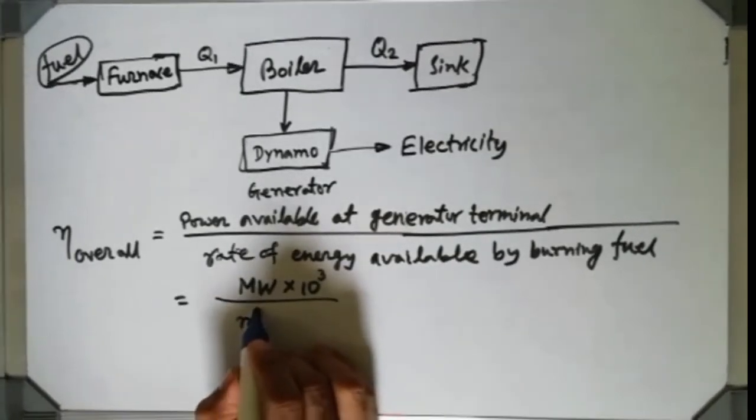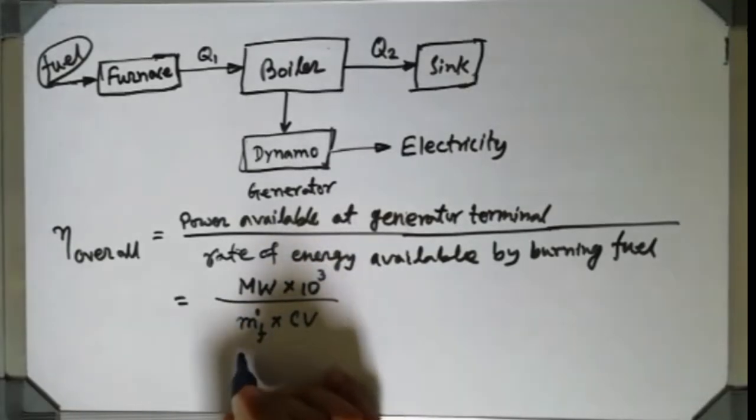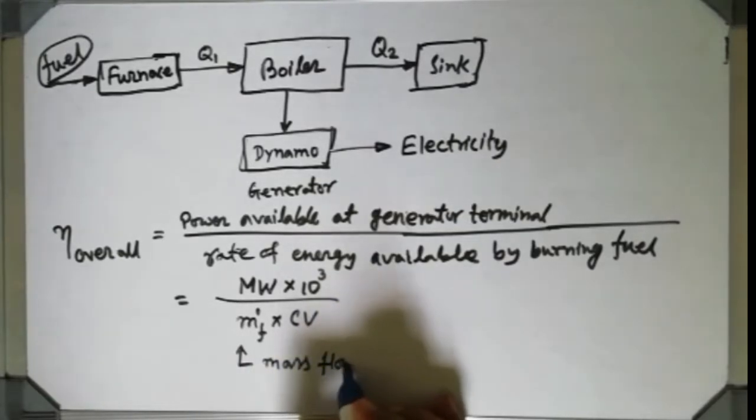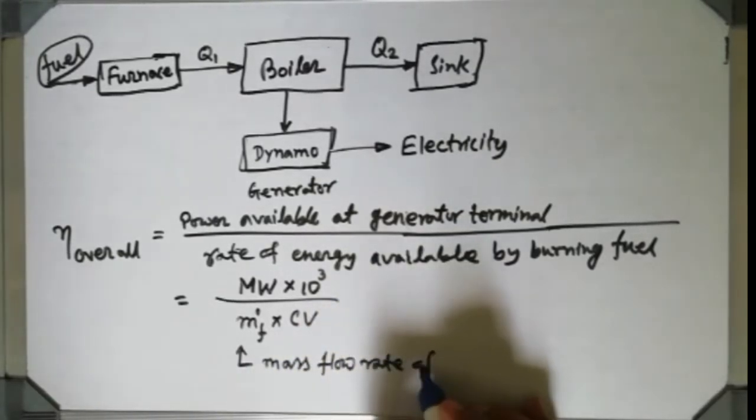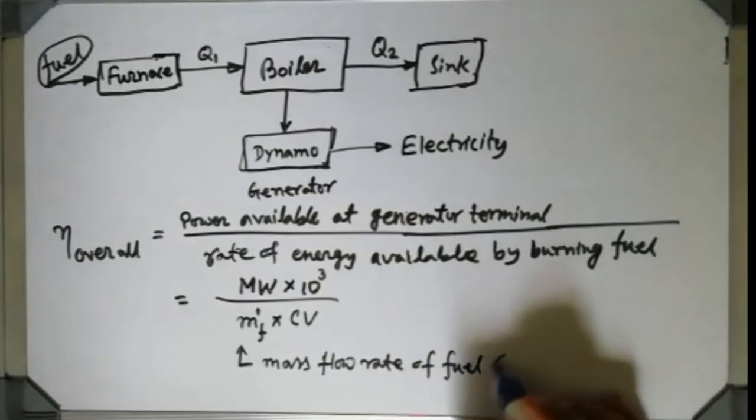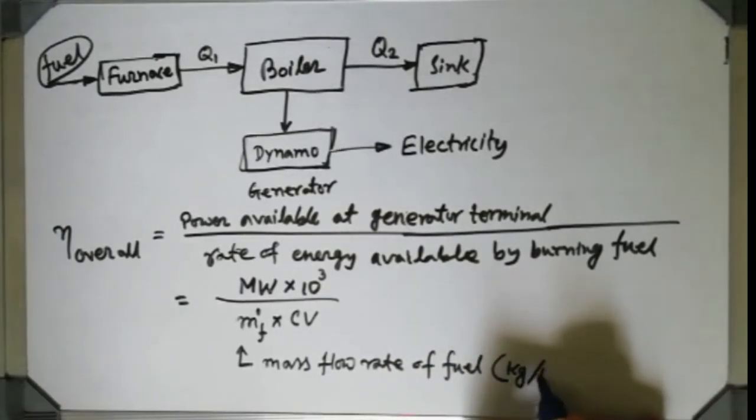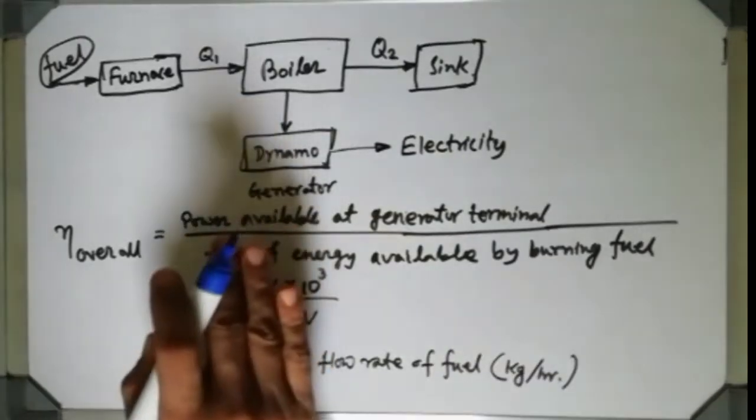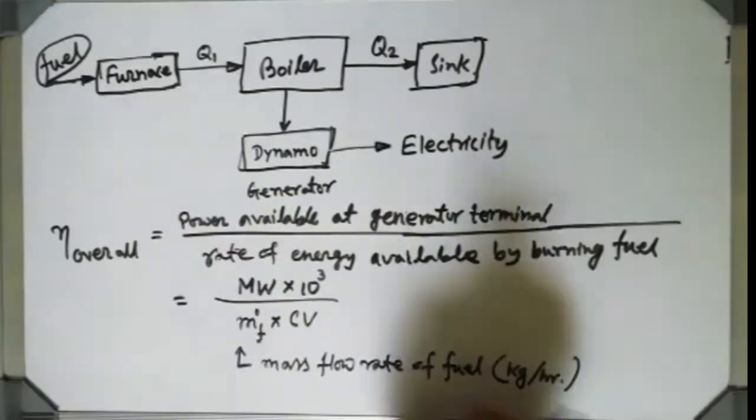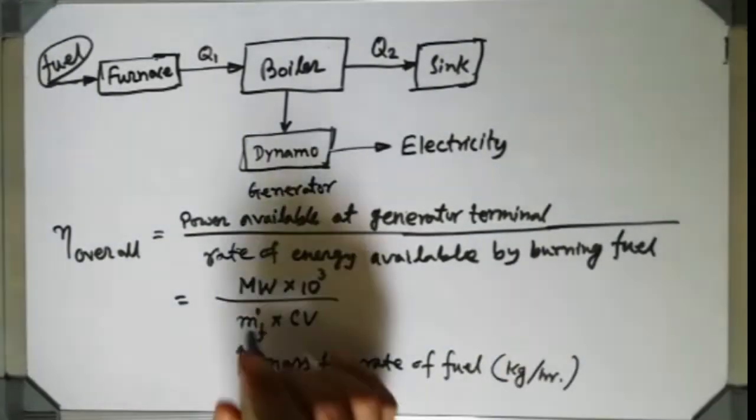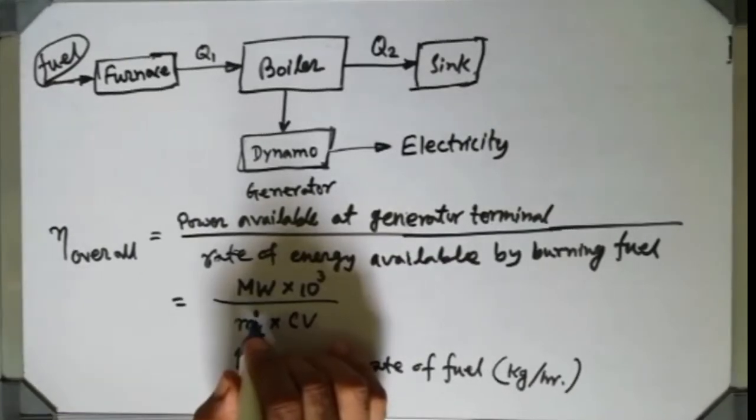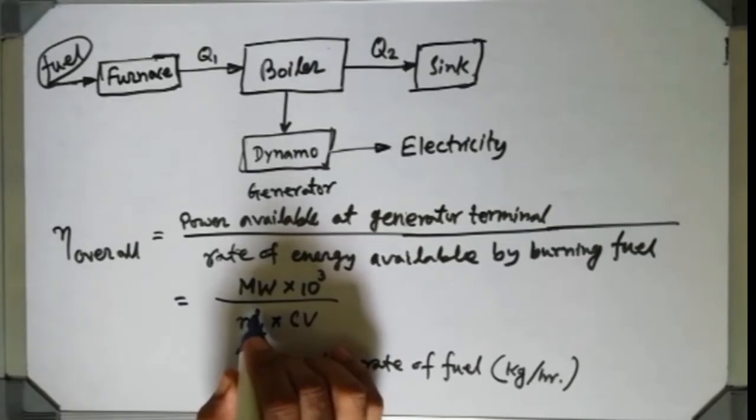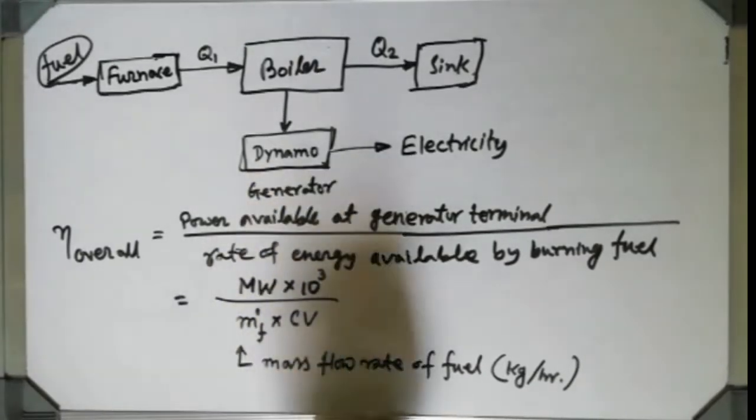First let me write it, then I will explain. mf dot into Cv. What does this mf dot mean? That is the mass flow rate of fuel. Obviously mass flow rate will be expressed in kg per hour. What mass of fuel you are supplying into the combustion chamber, to the furnace, with respect to 1 hour. This dot is representing with respect to time. If any symbol is included with an overhead dot, that is the representation of with respect to time.